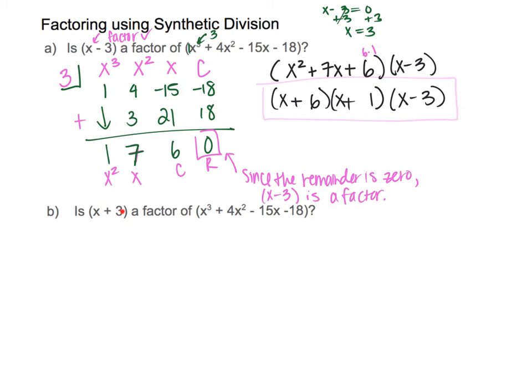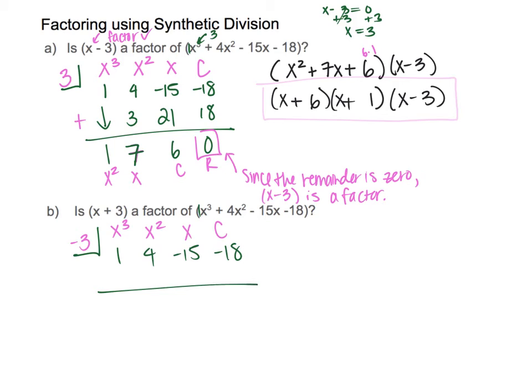This one, we want to check if x plus 3 is a factor of this polynomial. It looks like the same polynomial again. So I'm just going to check by using synthetic division. And since this is plus 3, in my box I need a negative 3. And so then from here, I'm just going to create my outline. And underneath, I need my coefficients. Since that's a 1, 4, negative 15, negative 18.